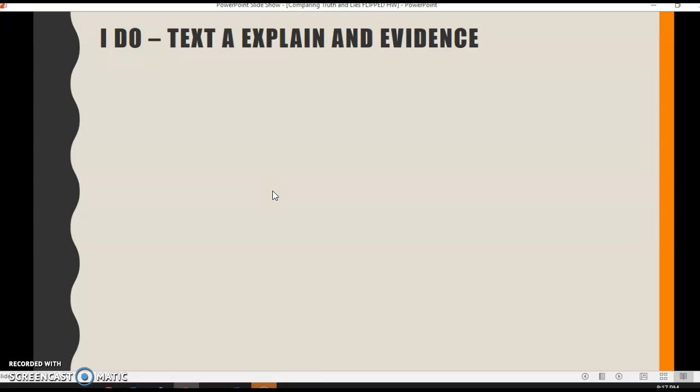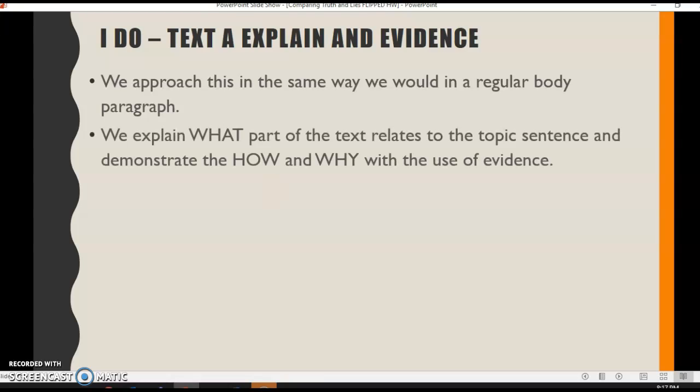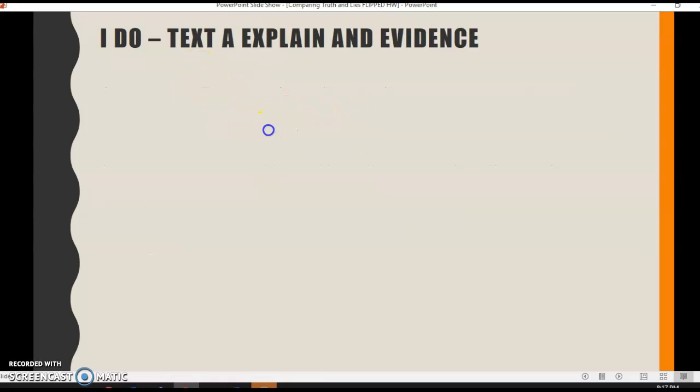Okay, text A, explanation and evidence. We approach this the same way we would in a regular body paragraph. We explain what part of the text relates to the topic sentence and demonstrate the how and why with the use of evidence. Evidence is usually in the form of quotes. Quotes should be embedded. Do not do this: "This is shown through..." Let's have a look at my example.